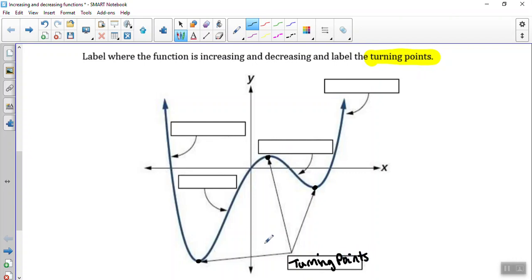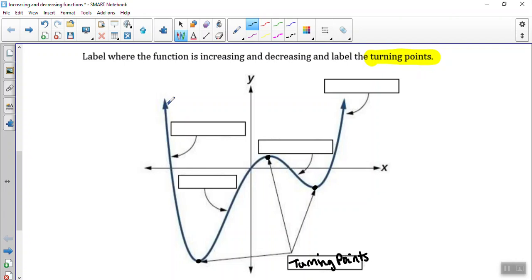Sometimes turning points are called maximum and minimum values, yeah, that's one way we can say it. But for our class, for this purpose, we're just going to call them turning points. And just know that that's where your function changes. If the function is increasing, it changes to decreasing, and vice versa.